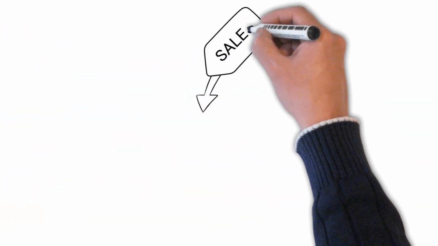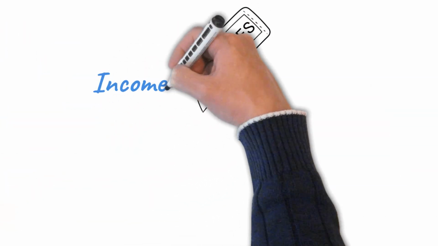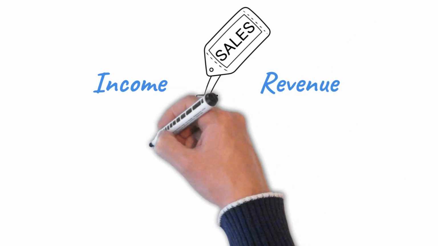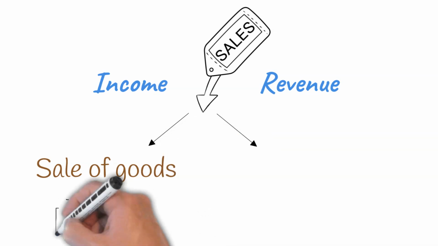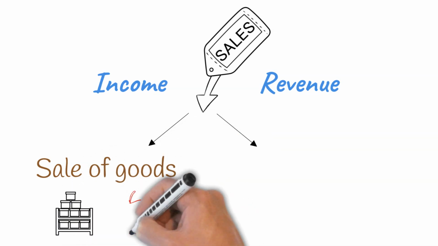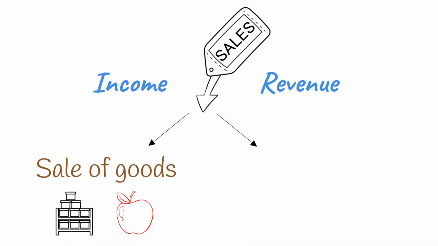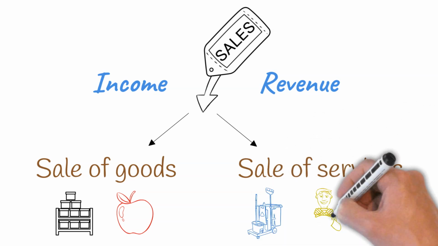Let's start from the top. Income or revenue normally has two sources. One is revenue from the sale of goods, for example the apples which we were selling when discussing the balance sheet. Another one is revenue from the sale of services, as an example cleaning, driving, teaching and so on.